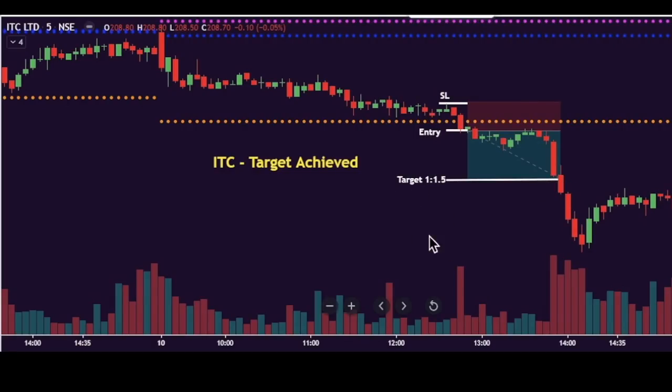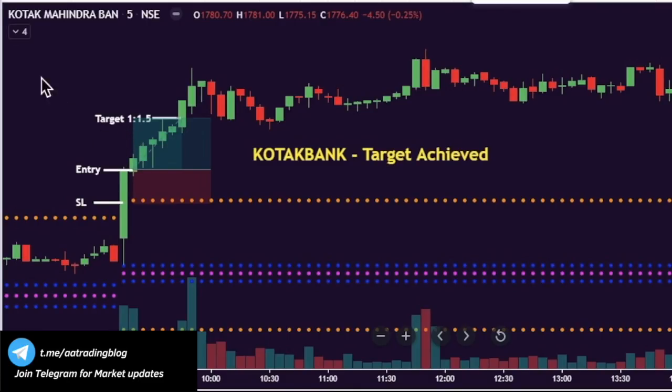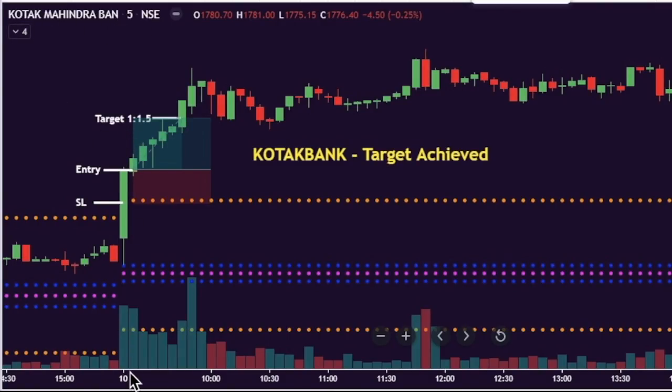If you just follow the rules, you can keep making consistent profit with this strategy. Rules also very simple, right? Let me show you one more stock. Now traders, if you see here, this is a chart of Kotak Mahindra, 5 minutes time frame. Same, date is 10th of August.